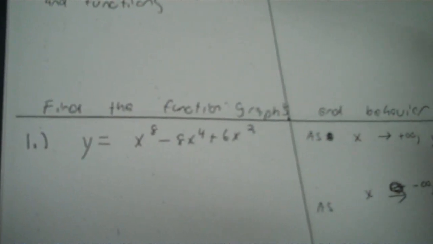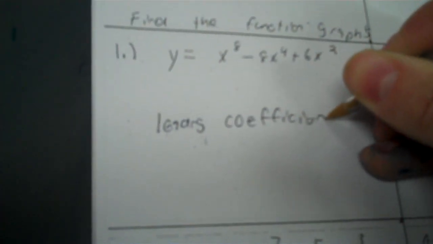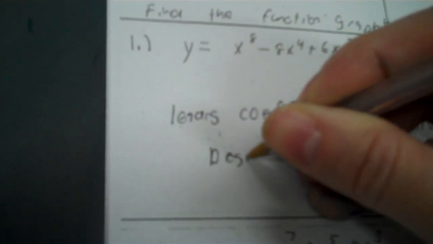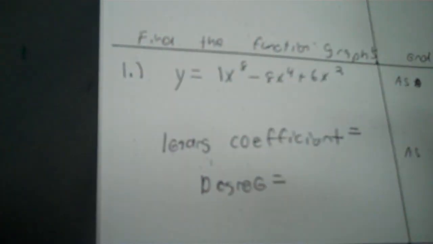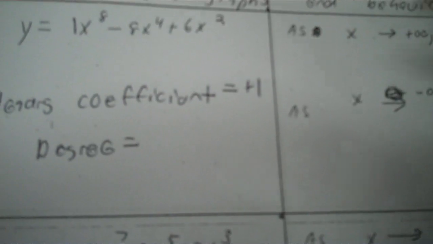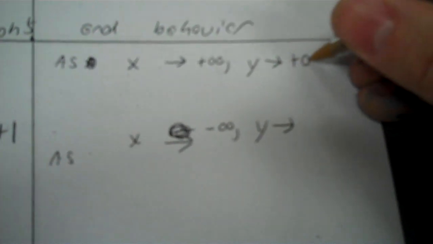Now, two things I have to know to identify the end behaviors. I need to know the leading coefficient, and I also need to know the degree. Leading coefficient here would be a 1, so it's positive 1. Because that's positive, then as x goes this way, my y goes up. So that's positive infinity.